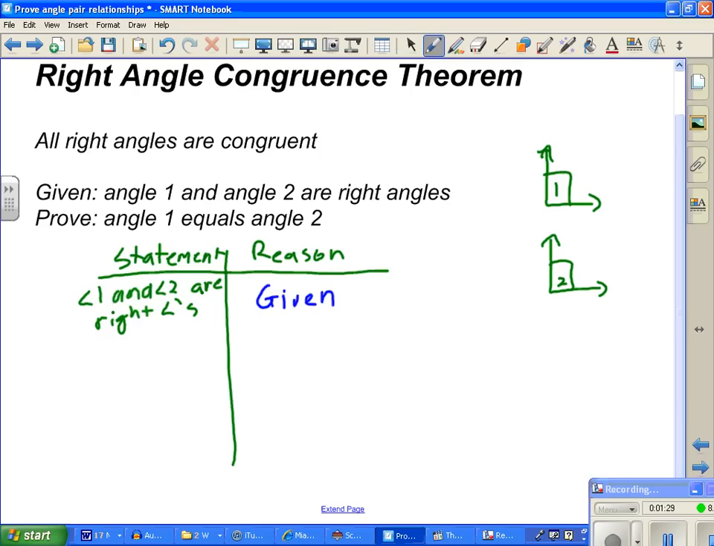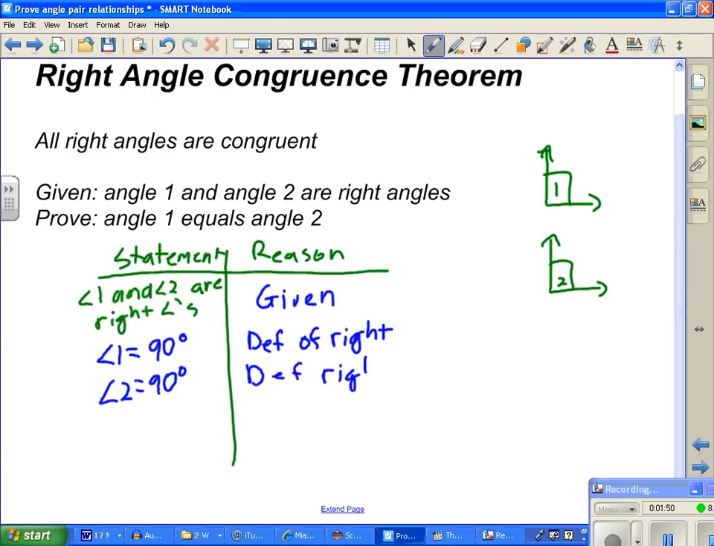Well, if angle 1 and angle 2 are right angles, then can't I say angle 1 equals 90 degrees? Because that's the definition of right angle. And angle 2 equals 90 degrees, because that's the definition of right angle. And why do I get to use the definition of right angle? Because it told me that these are right angles. So that means angle 1 equals 90, angle 2 equals 90.